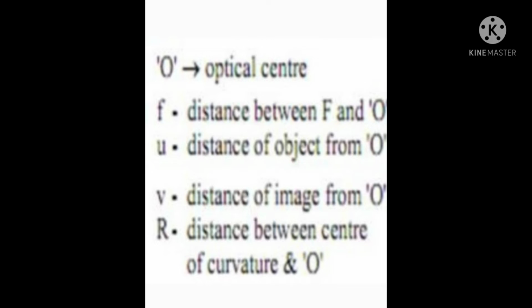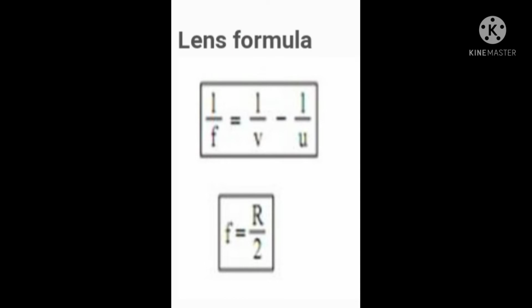Now next we'll do the lens formula. Like the mirror formula, here also we have the lens maker formula. That is, we have a formula for spherical lenses also, like for mirrors. This formula gives the relationship between object distance u, image distance v, and the focal length f.